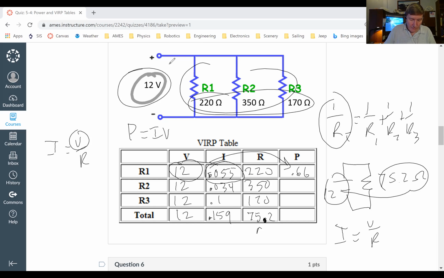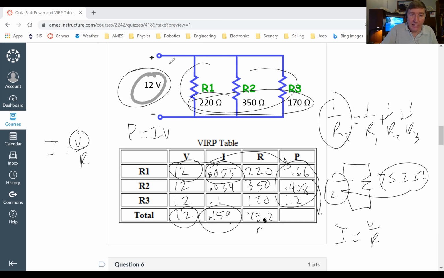So 12 times 0.034 gives me 0.408. 12 times 0.1 gives me 1.2. And then if I want to know what the total power is, in this case, I can add them up, or again, I could take this number times that number. Either way, it will give me the same answer.